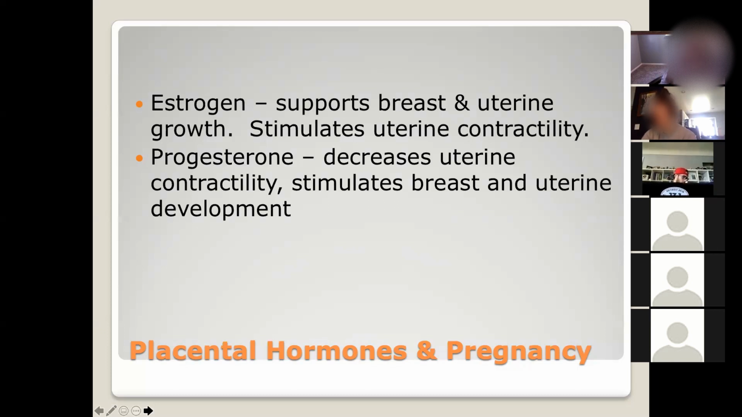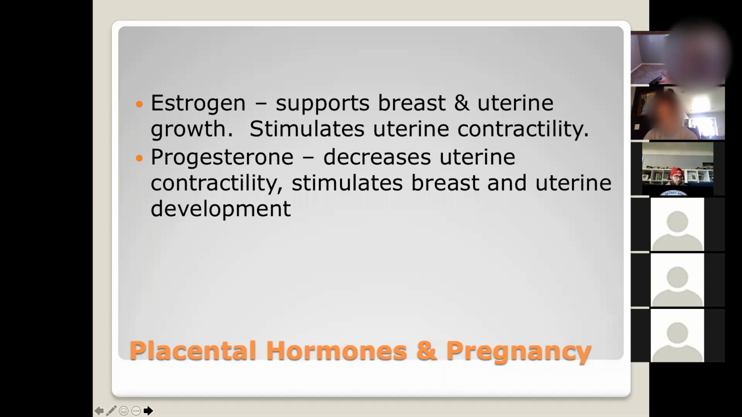So estrogen, like we've learned before, talks about breast support and things like that, but it also helps with uterine growth. But important to note at this stage is that it stimulates uterine contractility, okay? So it can contract the uterus. On the opposite end, progesterone decreases that uterine contractility, so that tightness, contraction of the uterus. It also stimulates breast and uterine development, though. But pay attention to the contraction function of these two hormones, okay?